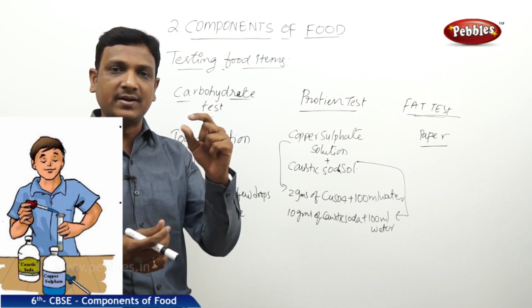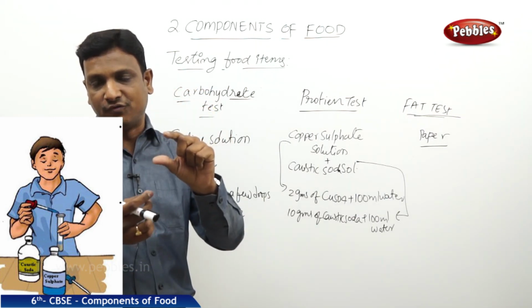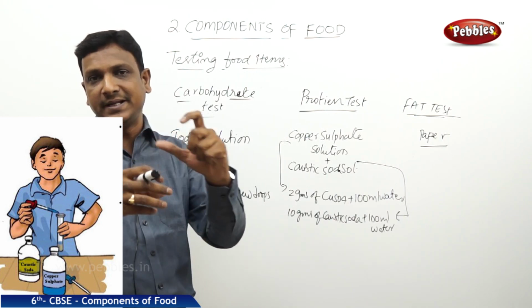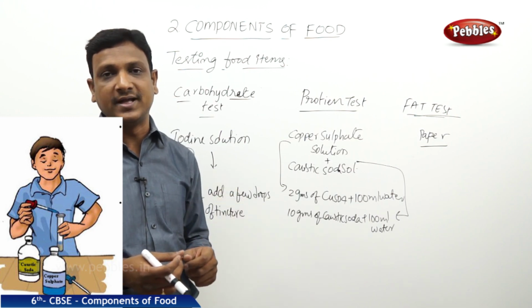How do you make your sample ready? Take the food item, crush it, mix it with water. So, it should be in a liquid form because we are adding the solution, it should properly mix and react with that. Sometimes on a solid also you can directly test.